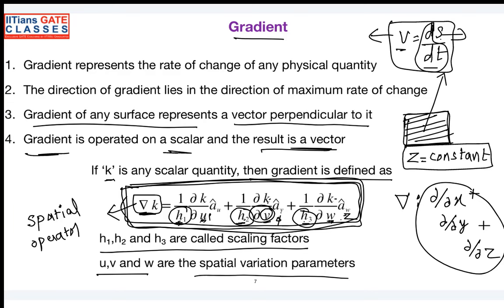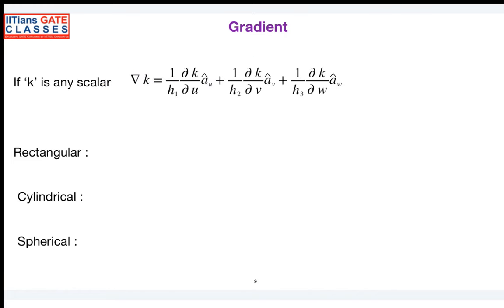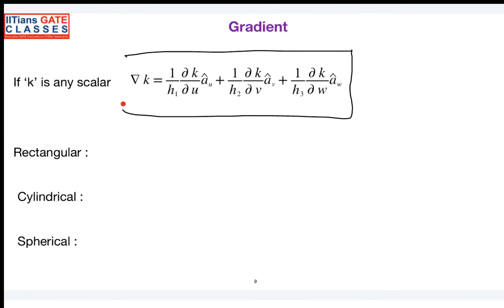So this is the generic equation, right? What you guys try to do now, you already know. Suppose you write in rectangular, you try to expand the gradient. You take h1, h2, h3 from the table. All are 1, right? And u, v, w will be replaced with x, y, z. So please write down rectangular, cylindrical and spherical. You try to practice this one. I want you to write the gradient equation in rectangular, cylindrical and spherical. In all the cases, k remains constant and you replace the scaling factors and the spatial variations accordingly. So write down.